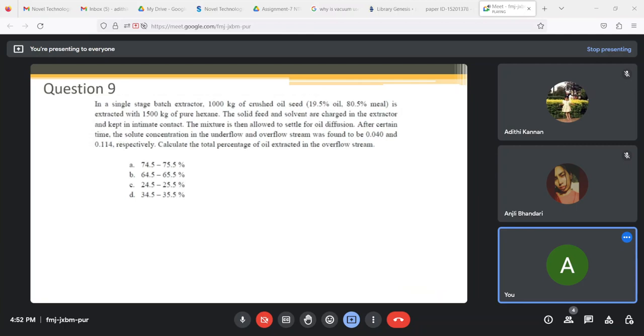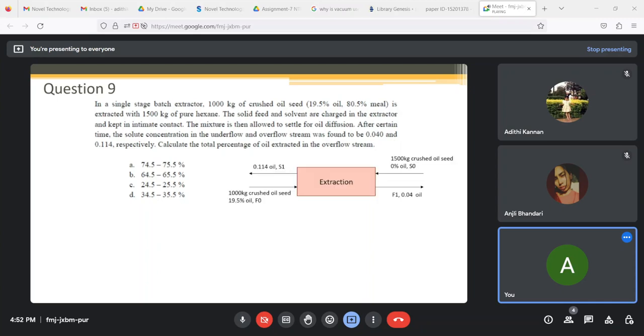Moving to question 9. In a single stage batch extractor, 1000 kgs of crushed oil seed, which is 19.5% oil and 80.5% meal, is extracted with 1500 kgs of pure hexane. The solid feed and the solvent are charged in the extractor and kept in intimate contact. The mixture is then allowed to settle for oil diffusion. After a certain time, the solute concentration in the underflow and the overflow was found to be 0.04 and 0.114 respectively. Calculate the total percentage of oil extracted in the overflow stream.